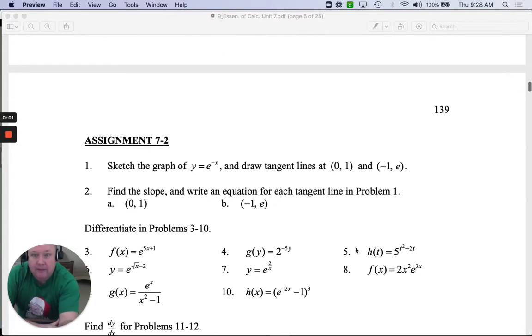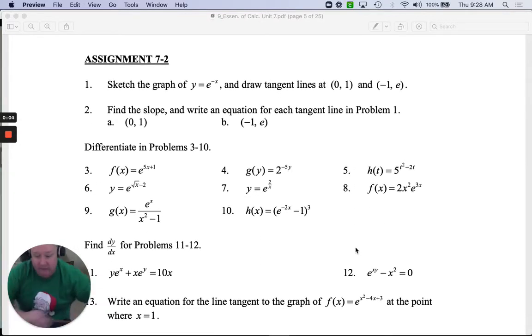This is assignment 7-2. The lesson was on derivatives and integration of exponentials. So let's look at number 1. It says sketch the graph y equals e to the negative x. So that's what we're going to do first. I'm actually going to do 1 and 2a, and then I'll go back to 1 and b.